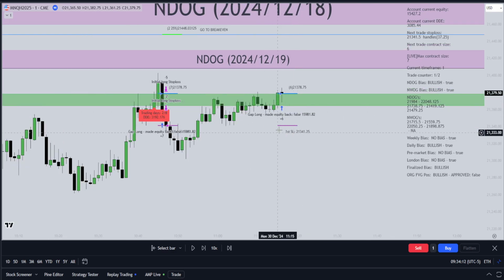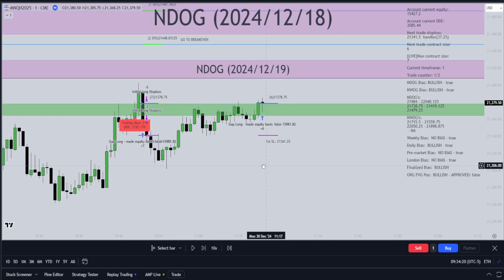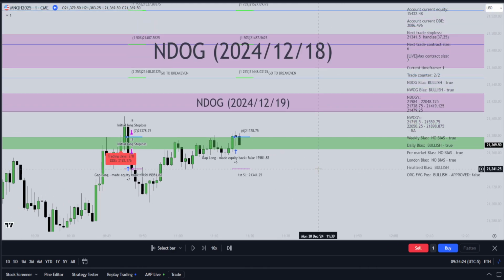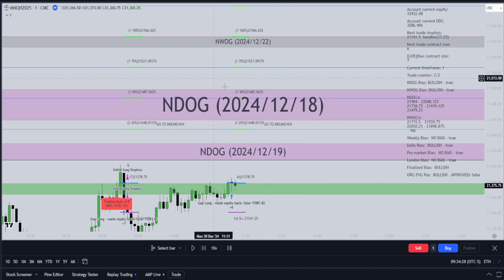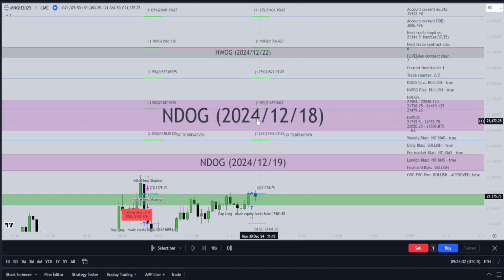So I entered with 6 contracts instead of 7. Why? Because of this loss, I didn't have the equity to re-enter with 7 contracts. I had to enter with 6 contracts. And there were several points of the opening range gap that I took as my profit points. You can see them over here.